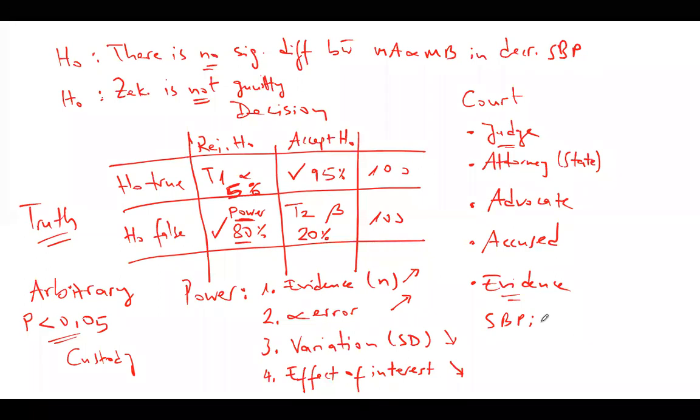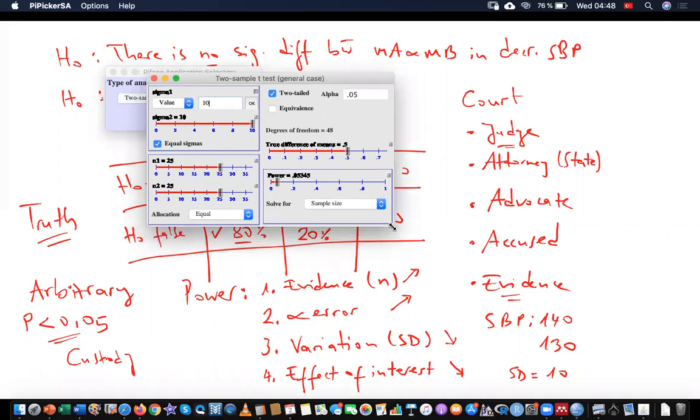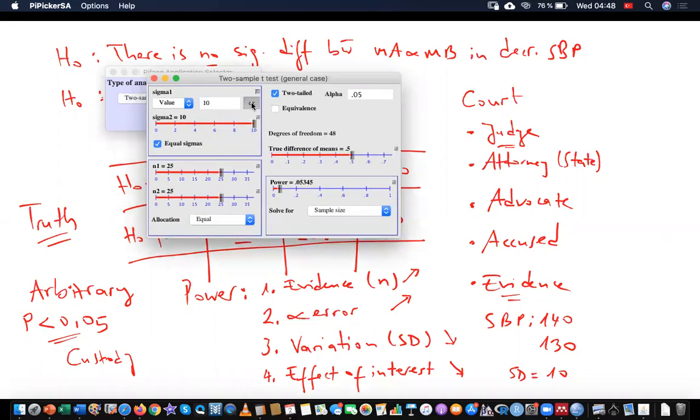In one group the mean value is 140. In the other group, it is 130. And the standard deviation is 10, let's say. Okay, so I have a sigma, a standard deviation, of 10. Let me write in here 10. I have a standard deviation of 10.